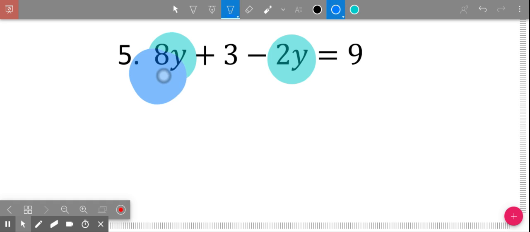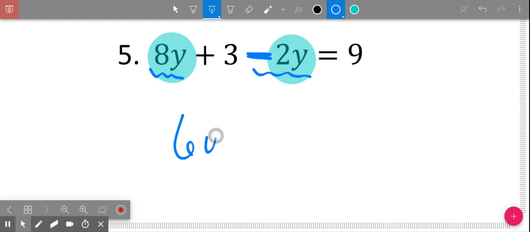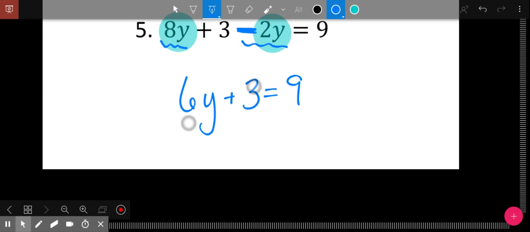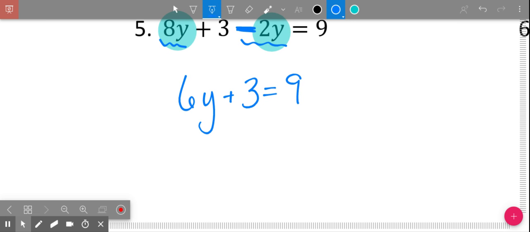So we are going to combine, switch to the pen, there we go. We're going to add both of these together. Anytime we're combining like terms, we're really just adding. So 8 plus a negative 2, see it's got that negative in front, so really 8 minus 2 is going to give me 6y plus 3 is equal to 9. Anytime you have multiple variables, you have to combine those, add like terms. Now it just turns into one of the problems we did on the last set of notes.